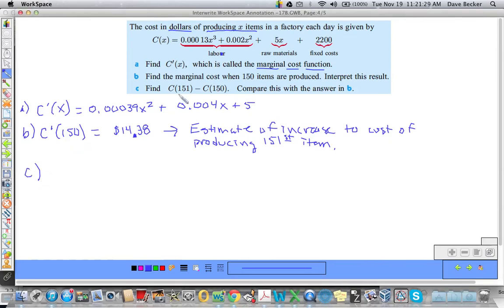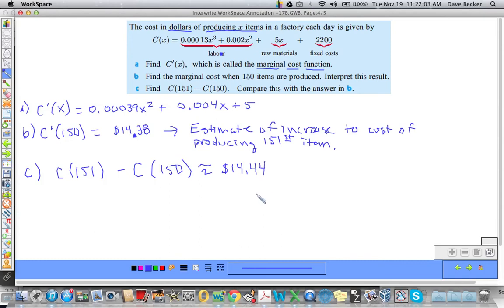Okay, C. Find C of 151 minus C of 150. So it's the cost of 151st item minus the cost of producing the 150th item. How do we do that? Well, we replace X with 151 in the cost function and then subtract the cost of replacing X with 150. And I will tell you that that is approximately equal to $14.44 because there's a rounding issue there.